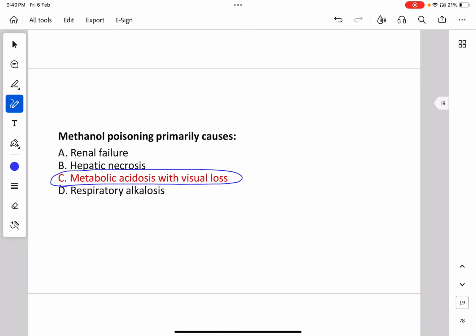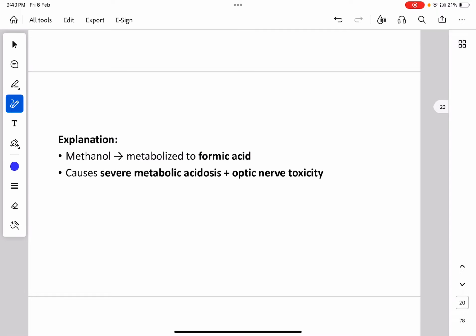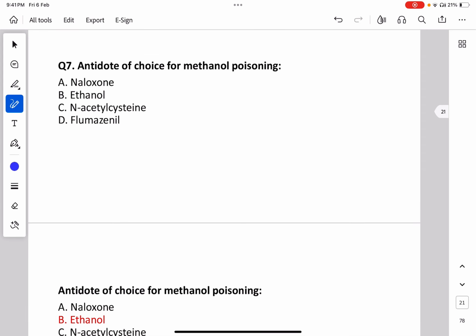So if a patient comes with a history that he has ingested some local shop alcohol, and after consuming that alcohol he is suffering with decreased vision or sudden vision loss, then methanol poisoning is to be suspected. Now, methanol metabolizes to formic acid. Main toxicity is because of formic acid, not because of methanol. It causes severe metabolic acidosis plus optic nerve toxicity. Optic nerve toxicity leads to decreased vision or blindness. So this is how methanol poisoning happens.